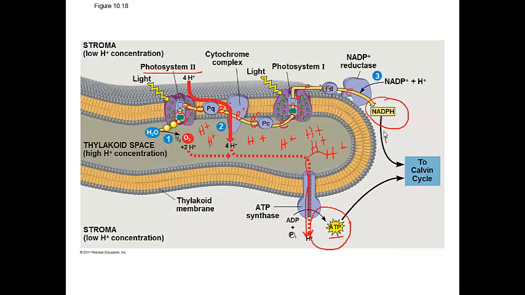So these are the two main molecules that are going to get used in the Calvin cycle in the stroma, and we're ready to talk about the second part of photosynthesis.